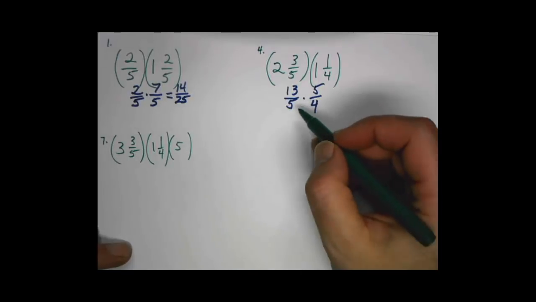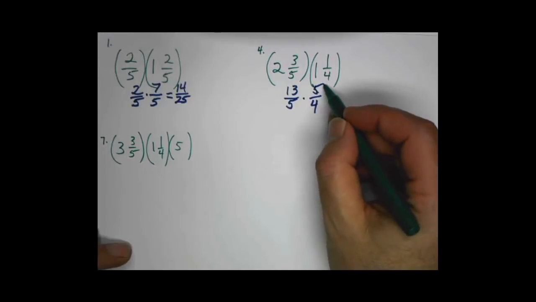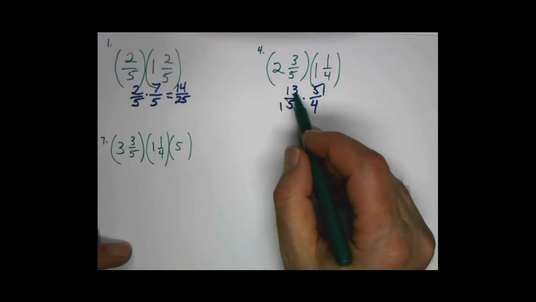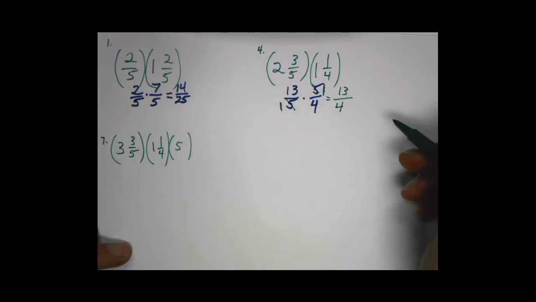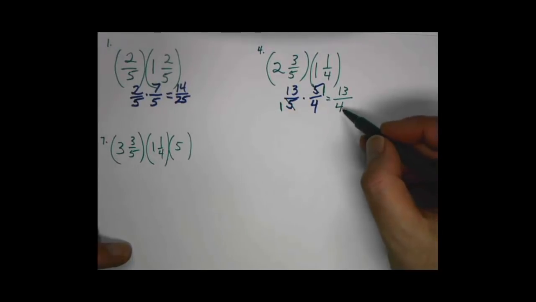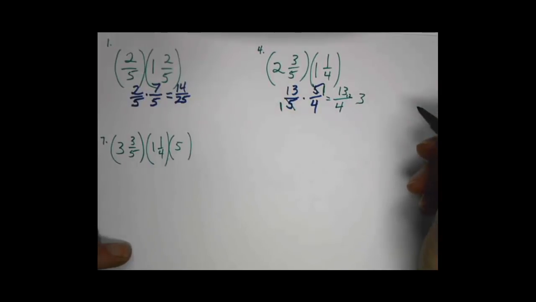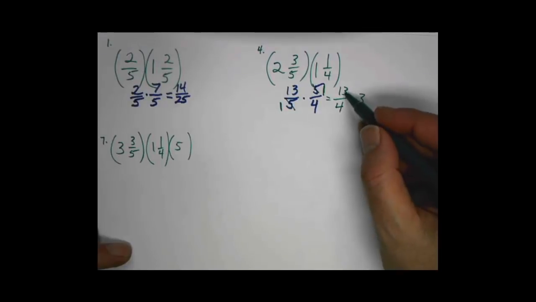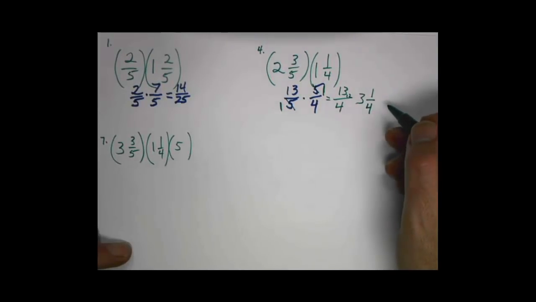And so again, I like to reduce before we multiply. I notice that 5s are common, so there's 1, 5, and 5, and 1, 5, and 5 here. So then I'm multiplying straight across. 13 times 1 is 13. 1 times 4 is 4. Now I have an improper fraction. Remember, we have to fix those. So how many 4s in 13? That's going to be 3. That'll use up 12 of those 13 because I have 3 groups of 4. So once I subtract, I have 1 left over. I'm still in base 4. So that converts then to 3 1/4.